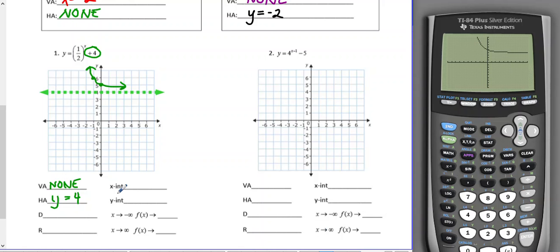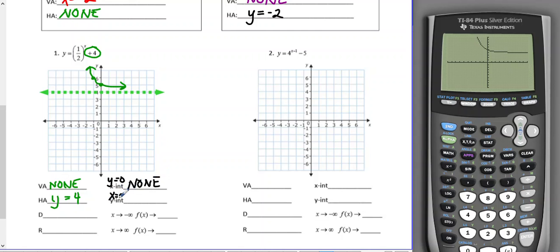Now, x-intercepts. X-intercepts are where y equals 0, and it's where we cross the x-axis. For this problem, we are not going to have any x-intercepts because the asymptote prevents us from getting to the x-axis. So we're going to say none.